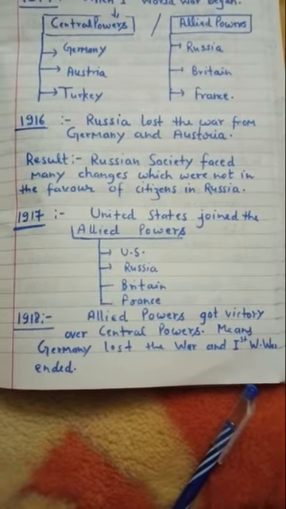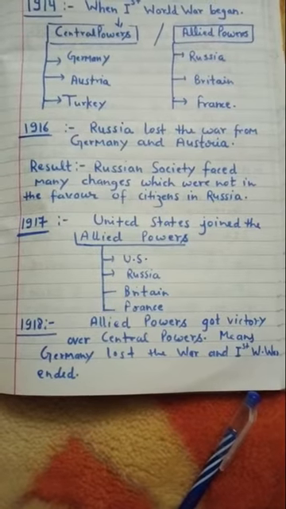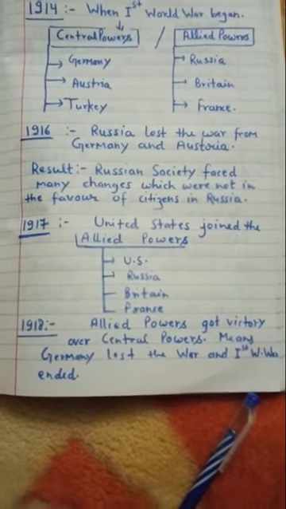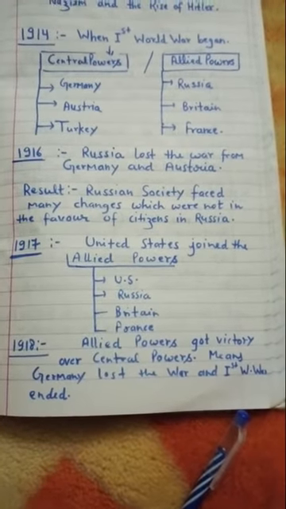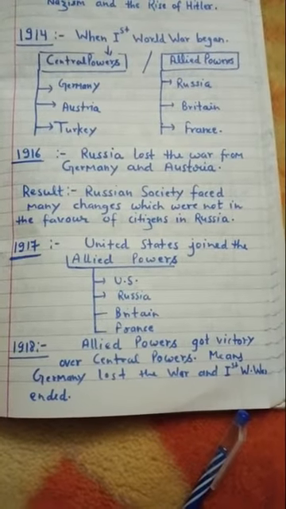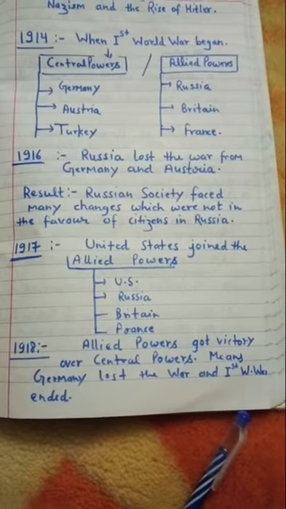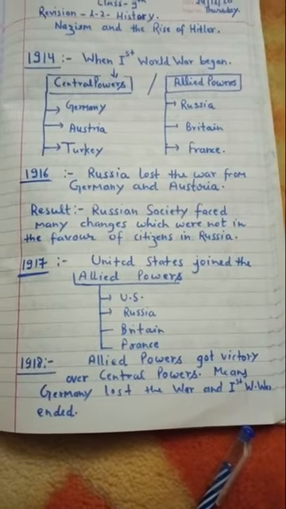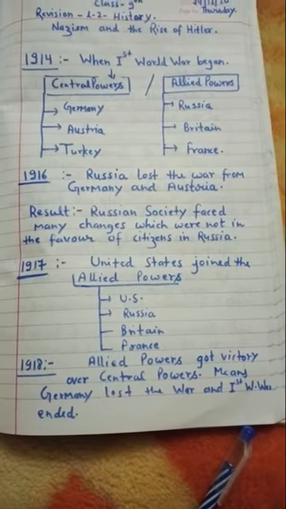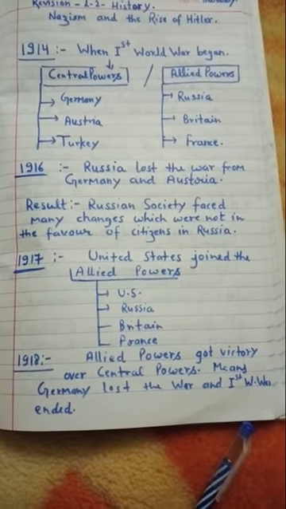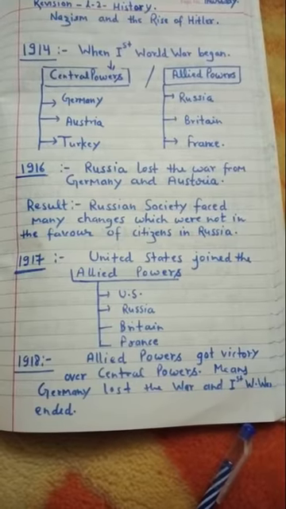So after the First World War, who had lost the war? Germany. Germany lost its power and its territory after the First World War. As the US joined the Allied powers, and the US was an economically very strong country, because of its presence the Central Powers, meaning Germany, had to lose the First World War.